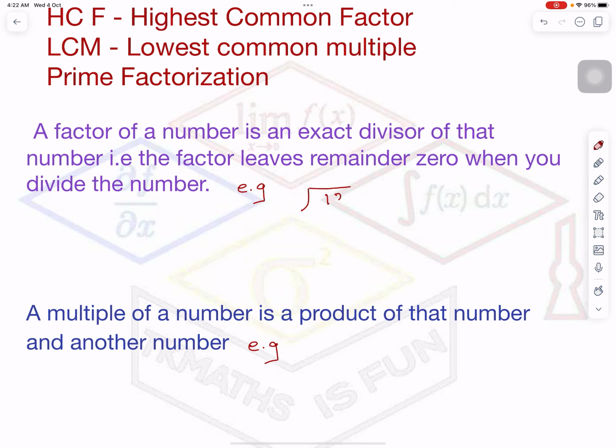We saw that if 12 is a number, which numbers can divide 12? Those are the factors of 12. For example, 1 times 12 is 12. 2 times 6 is 12, remainder is 0. 3 times 4 is 12, and remainder is 0. So 1, 2, 3, 4, 6, 12 are the factors of 12. This is the meaning of this definition.